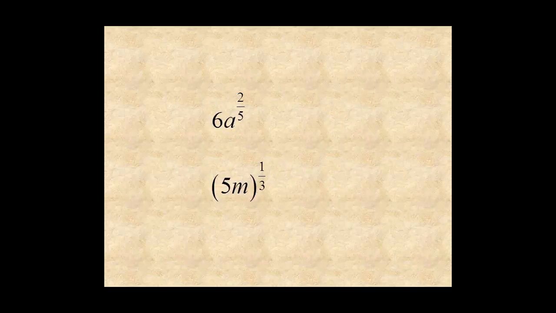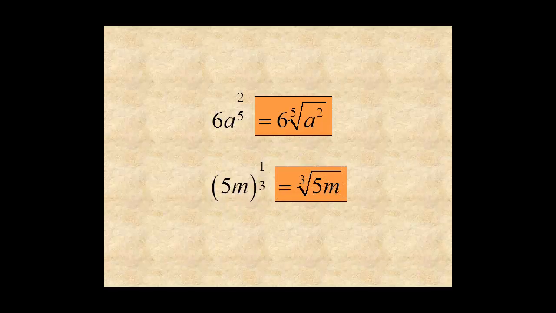You also need to be able to convert an expression to radical form. For the first example, the rational exponent applies only to the variable, so it's 6 times the 5th root of a squared. For the second example, because of the parentheses, the rational exponent applies to both factors, so you have the 3rd root of 5m.